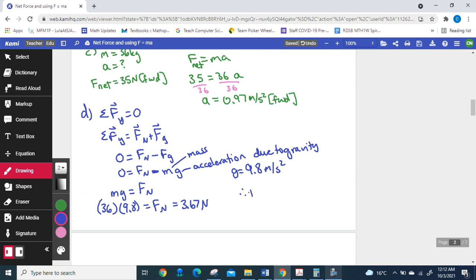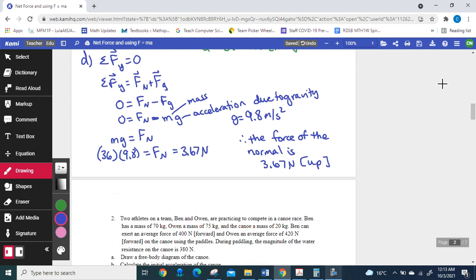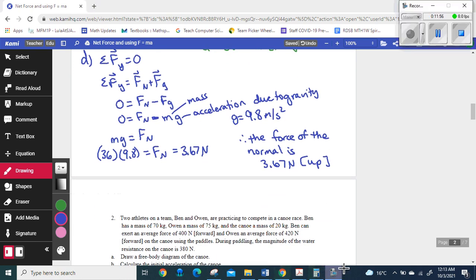newtons. Therefore, the force of the normal is 3.67 newtons, and the normal is pointed up, away from the horizontal surface of the ground. Good, good. Doing pretty good here, folks.